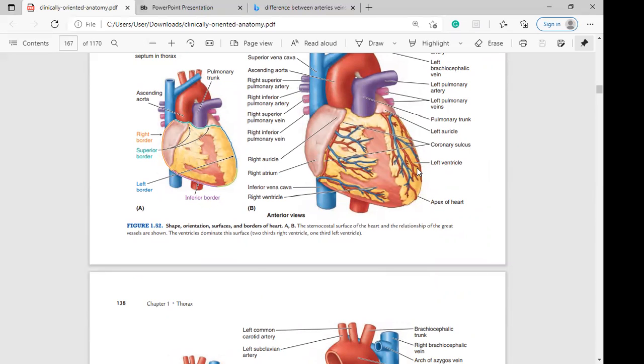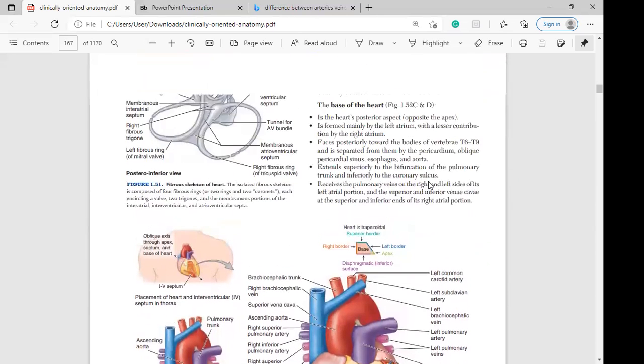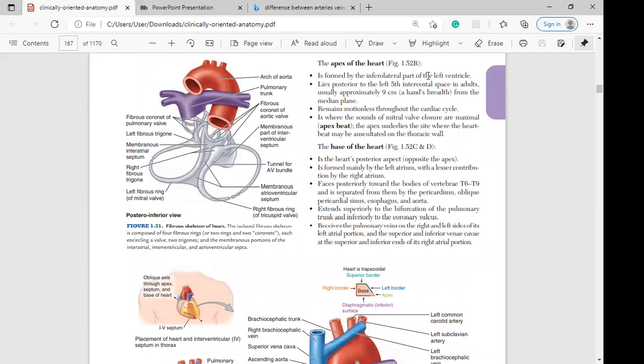So that is an exam question. Which part of the heart forms the apex of the heart? It is the inferior lateral part of the left ventricle.